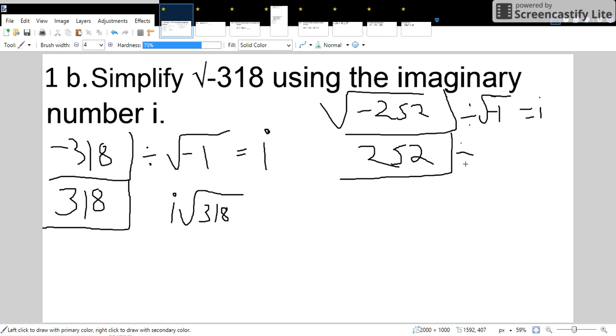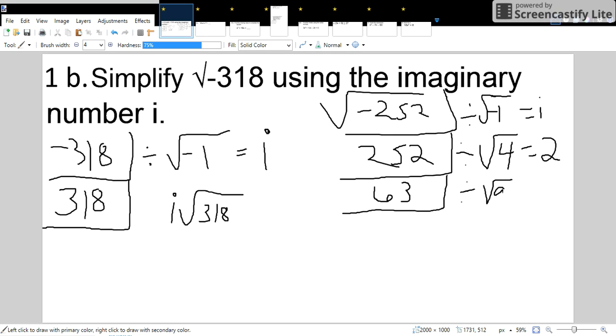Okay, so go ahead and check your perfect squares. Check 4 and 9, 16, 25, 36, 49. If you check your calculator, you should notice that you can pull out a square root of 4, which is 2. Divide 252 by 4. That will give you 63.